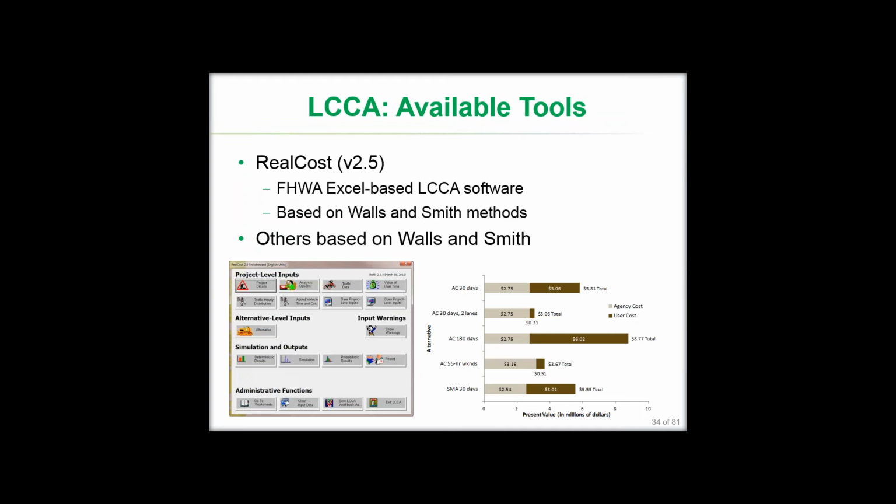Available tools, typically RealCost by the Federal Highway Administration. This is an Excel-based tool, is the standard. It's based on the original document that we talked about earlier. And there are a number of other life cycle cost analysis tools. Almost all of them for pavements are based on this same original document, so the same underlying assumptions exist, which is good. It's nice to have a standard that multiple tools can adhere to.